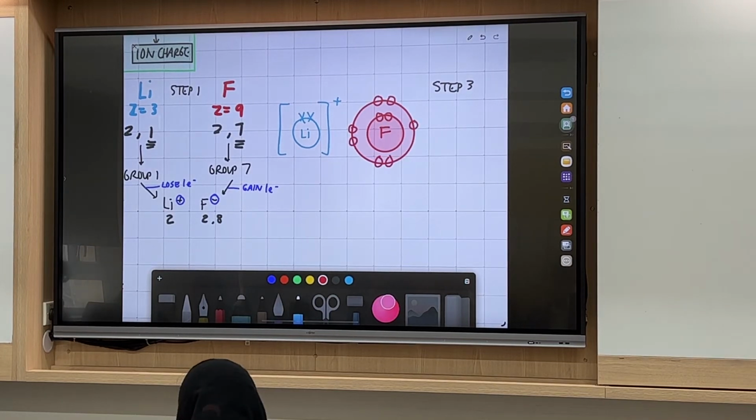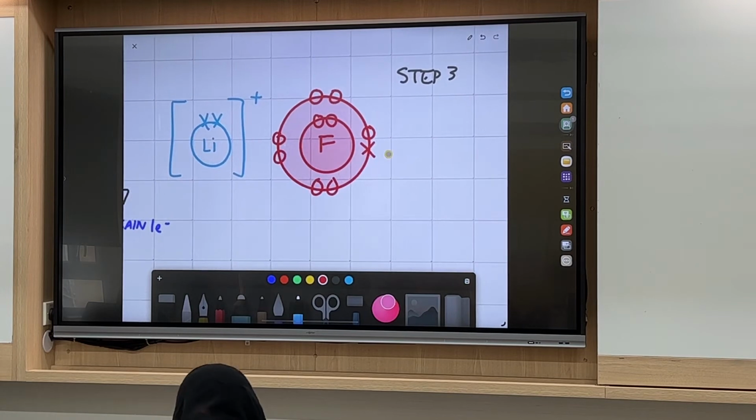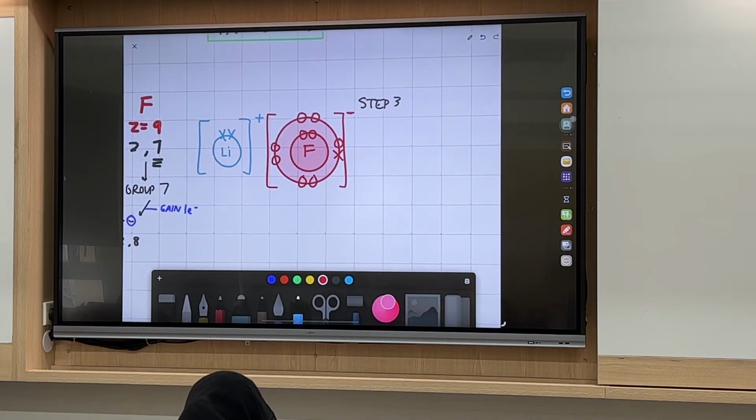But be careful now. What symbol should I draw the last electron in? Cross. Why not dot? Because it took it from the other atom. Yes. This last electron didn't come from fluorine itself. It came from lithium. You see, lithium has lost an electron. Where did that lost electron go? It went to F. So this is the cross electron that came from Li. And finally, don't forget to put a minus charge.